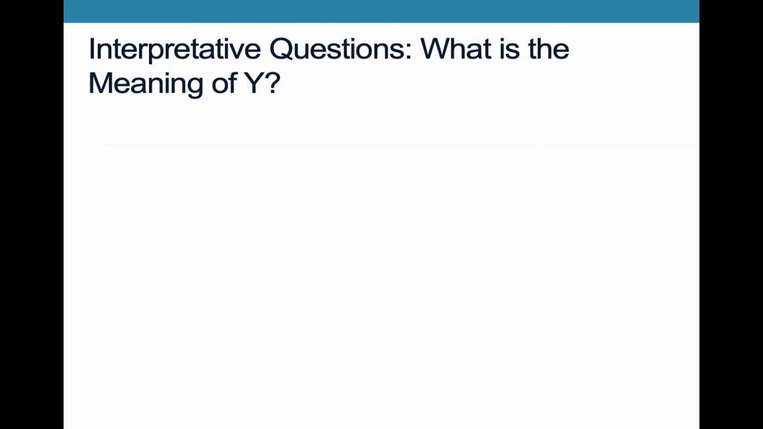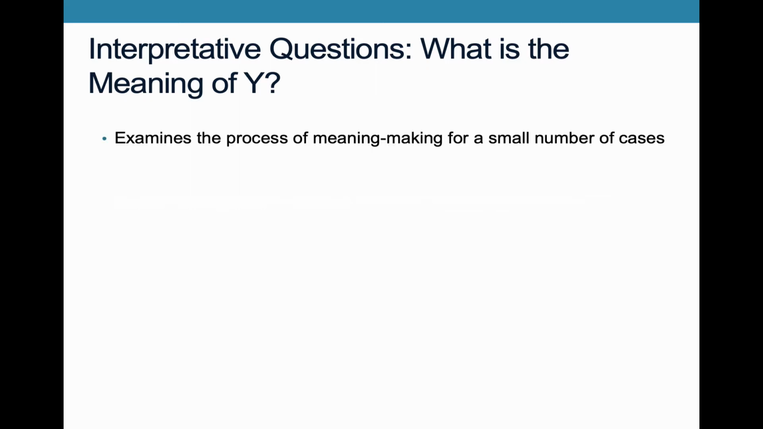And the third kind of question is an interpretive question, which is looking more at the processes of meaning making. So interpretive questions are not causal questions. Instead, they look at meaning making for a small number of cases. So I will note here that this is a much smaller branch of political science, but it's still an interesting and important branch.